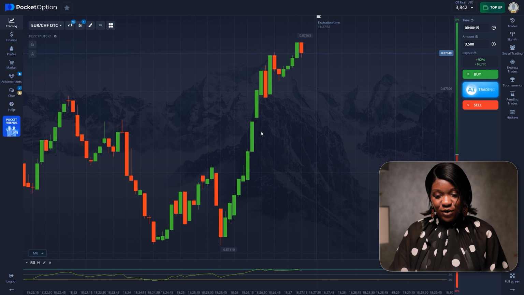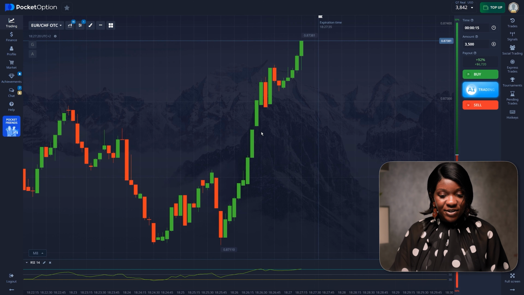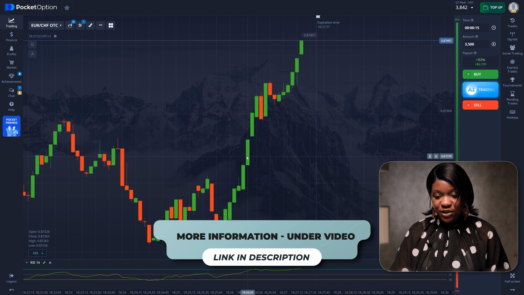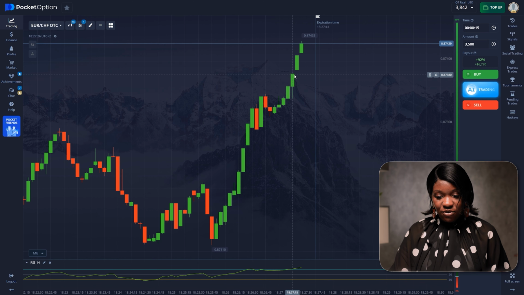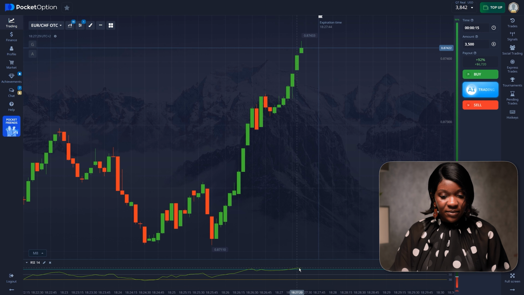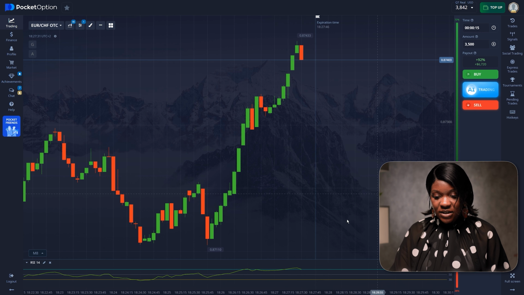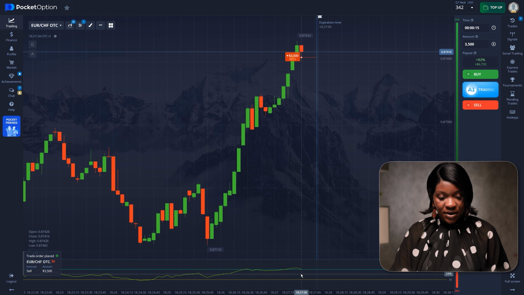I will analyze the following graph. Here we see a situation similar to the previous one, but a stronger manifestation of the trend. The instrument is in the overbought zone and its correction is starting. I open a position down and wait for the expiration time.